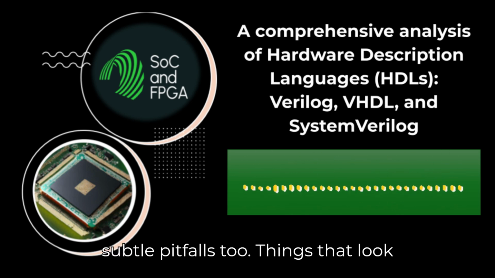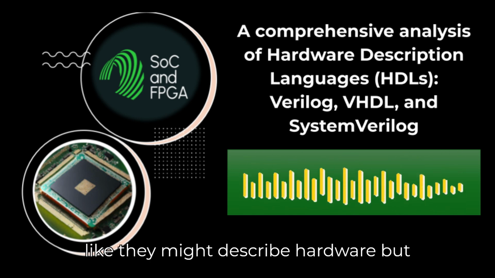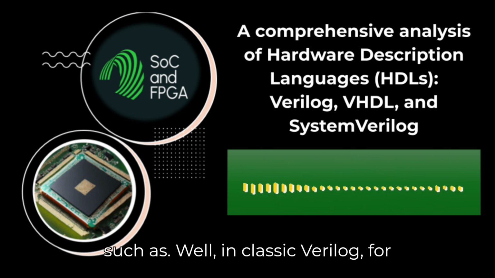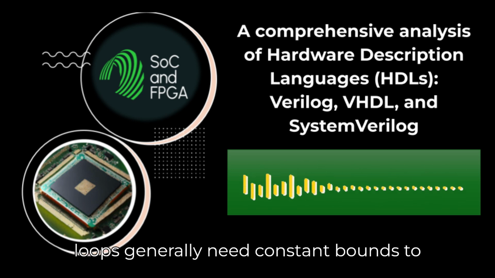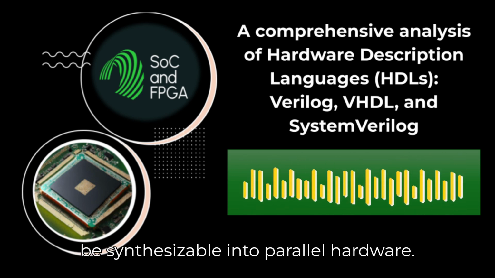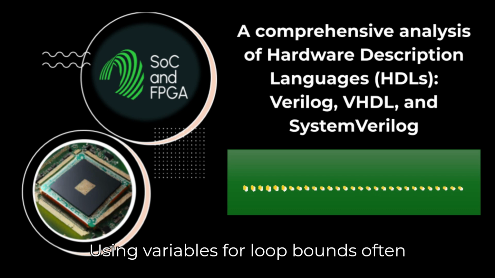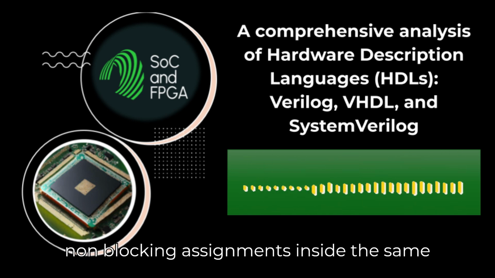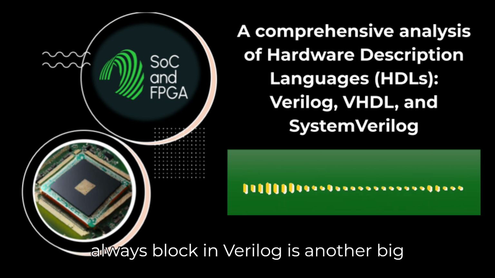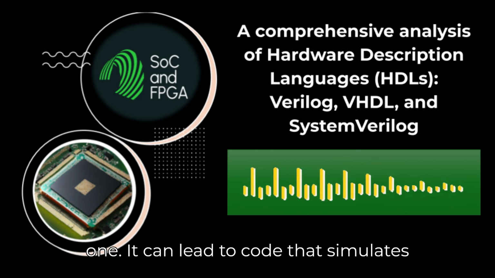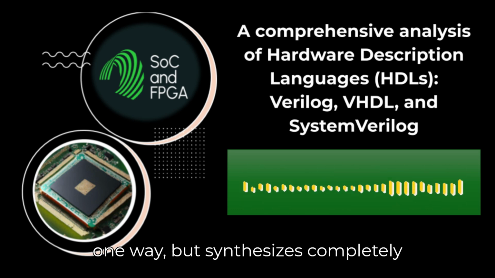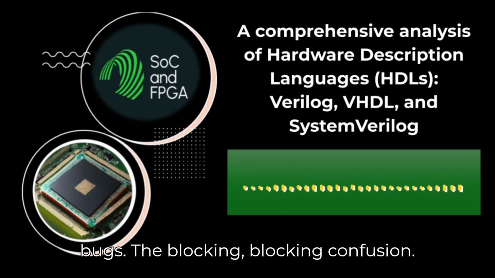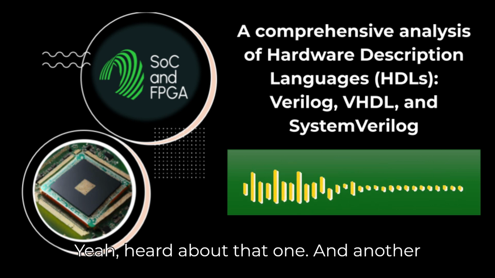But there are more subtle pitfalls, too. Things that look like they might describe hardware but aren't synthesizable, or synthesize badly. Such as? Well, in classic Verilog, for loops generally need constant bounds to be synthesizable into parallel hardware. Using variables for loop bounds often doesn't work. The mixing of blocking and non-blocking assignments inside the same always block in Verilog is another big one. It can lead to code that simulates one way but synthesizes completely differently. That's a classic source of bugs. The blocking confusion. Yeah. Heard about that one.